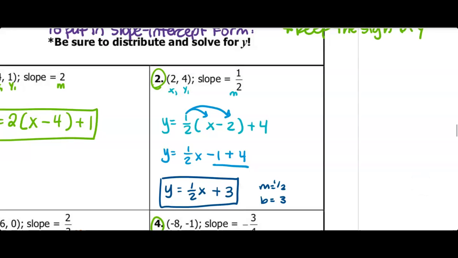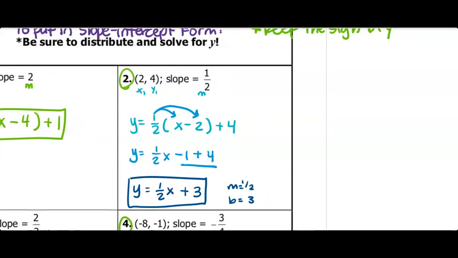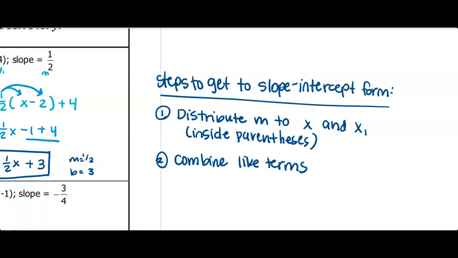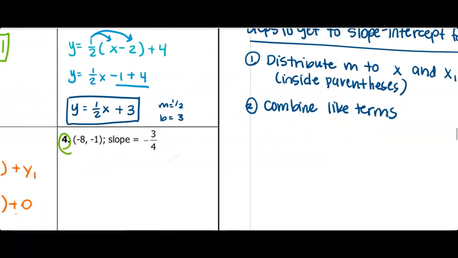So let's go ahead and put that up here, but let's do some steps. So your steps to get into slope-intercept form will be to first distribute your slope into the x and the x1 value inside your parentheses. That gets rid of your parentheses. Then you can combine your like terms, which will leave you with a simplified expression, which is in slope-intercept form. So let's do another example.